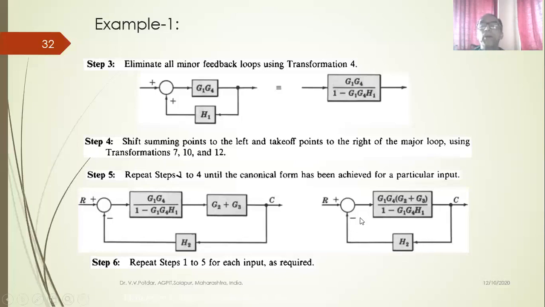If in the same problem, it is asked to find out transfer function C by R, what I need to do? I need to remove this feedback loop also. So what is the rule for that? C by R will be equal to, in the numerator, forward block element, this entire block will be there. And in the denominator, 1, because negative feedback is there, 1 plus this forward block multiplied by this feedback block H2, this multiplied by this. So this block C by R will be equal to this block. You have to rewrite this divided by 1 plus this into this.